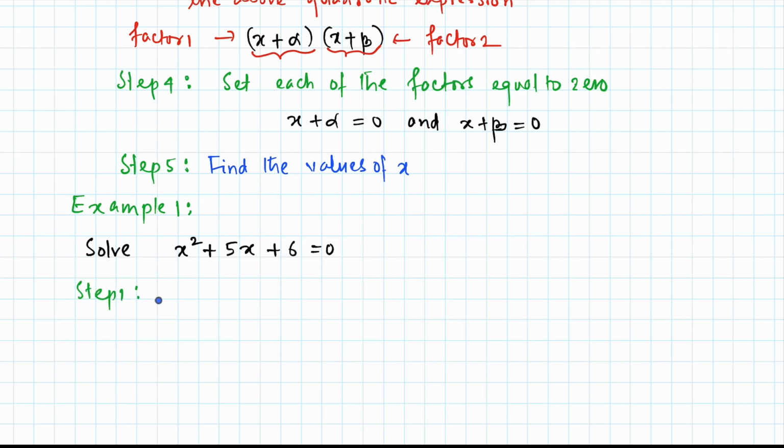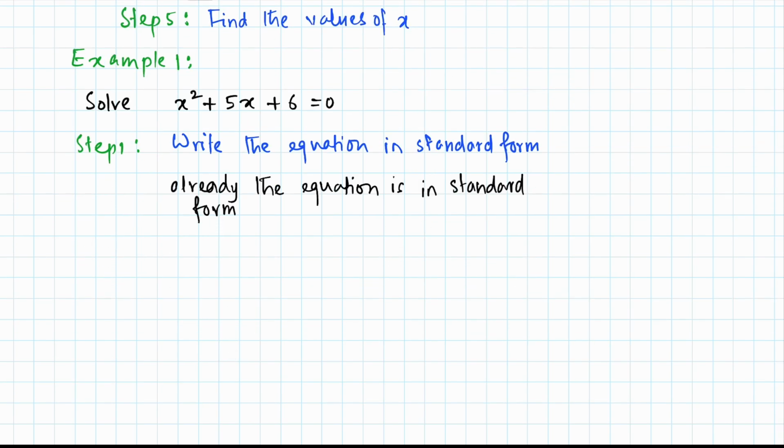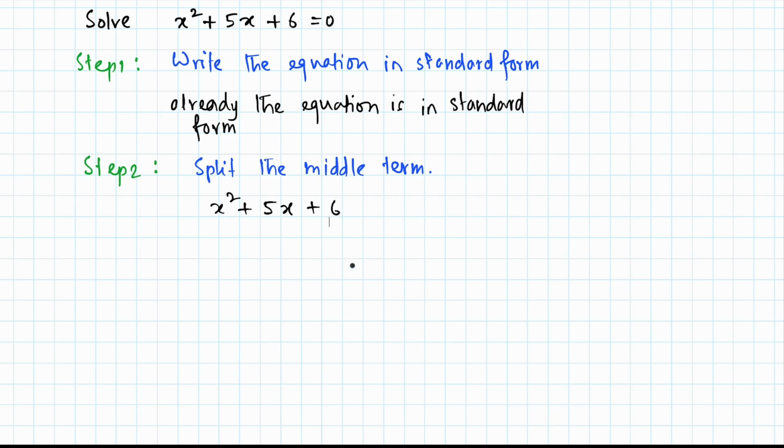So step number 1, express the above equation in standard form. So write the equation in standard form. Already this given equation is in standard form. Now step number 2, we have to split the middle term. Here the middle term is 5x. So x square plus 5x plus 6.